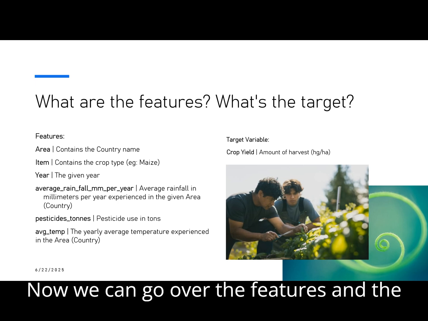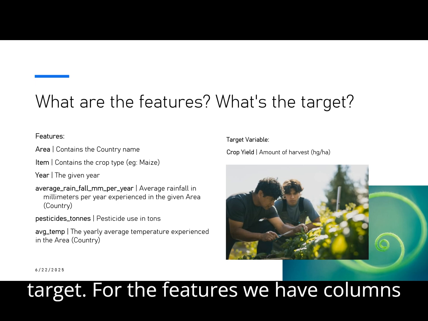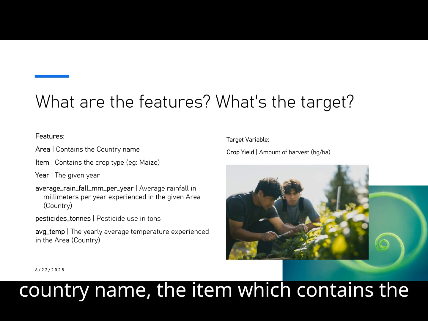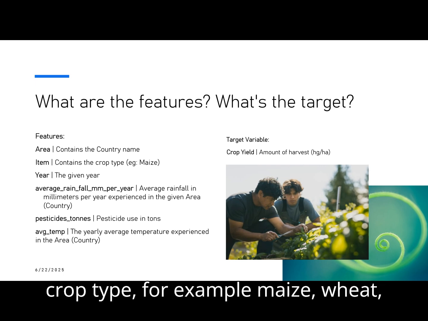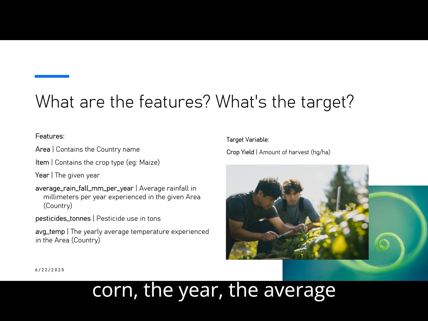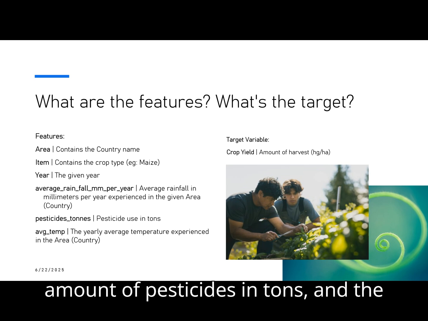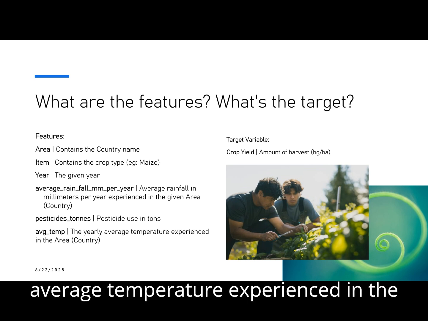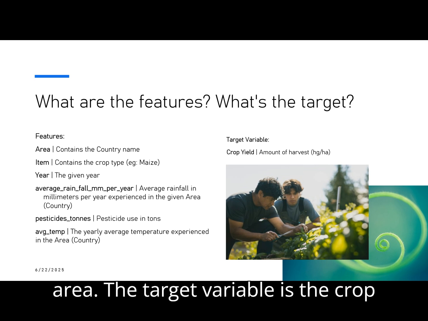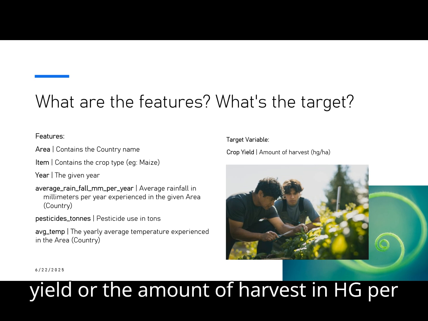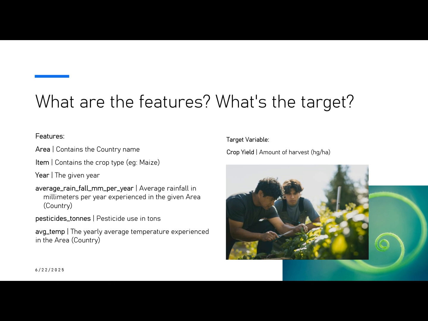Now we can go over the features and the target. For the features, we have columns such as the area, which contains the country name, the item, which contains the crop type, for example, maize, wheat, corn, the year, the average rainfall in millimeters per year, the amount of pesticides in tons, and the average temperature experienced in the area. The target variable is the crop yield, or the amount of harvest, in Hg per Ha.